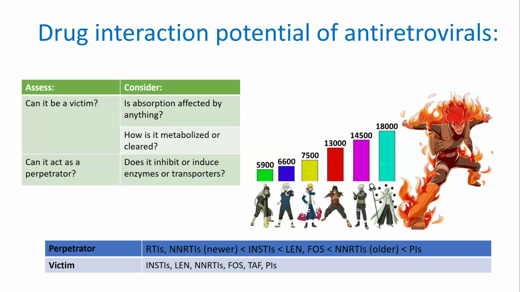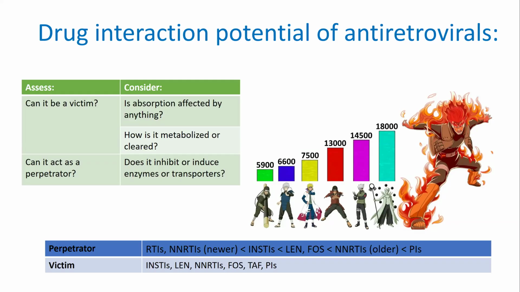Now, when considering the drug interaction potential of a particular agent, there are a couple of things that I always like to think about or ask myself. One, can it be a victim? So is drug absorption affected by anything? And how is it metabolized or cleared? And then 2, can it act as a perpetrator? So does this agent inhibit or induce enzymes or transporters?